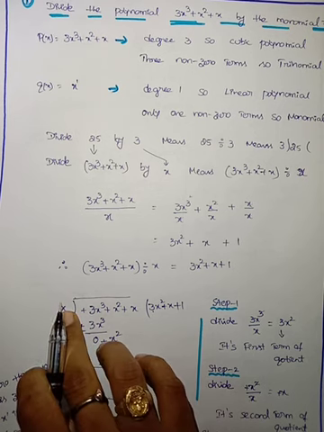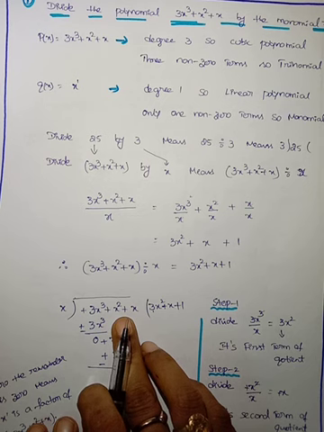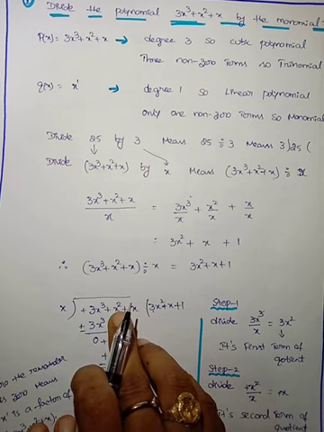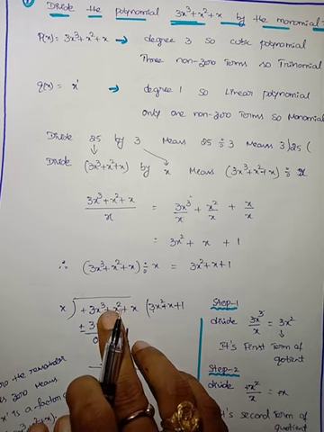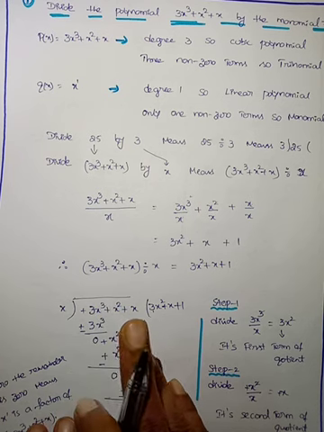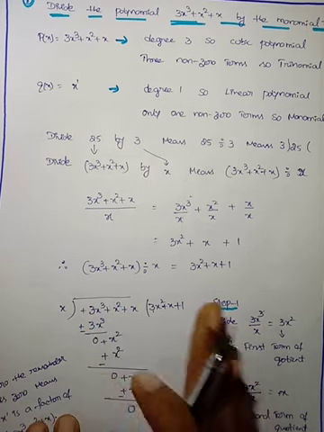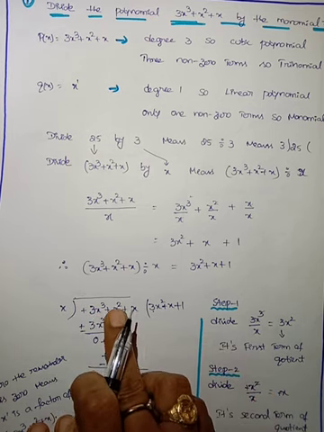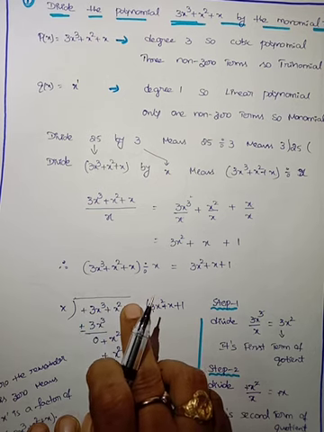So this is the divisor and this is the dividend. If any term is missing in the decreasing degrees, you have to write that term with the quotient 0. We are discussing that later. Now you have to see this: 3x cube plus x square plus x. The degree is decreasing.